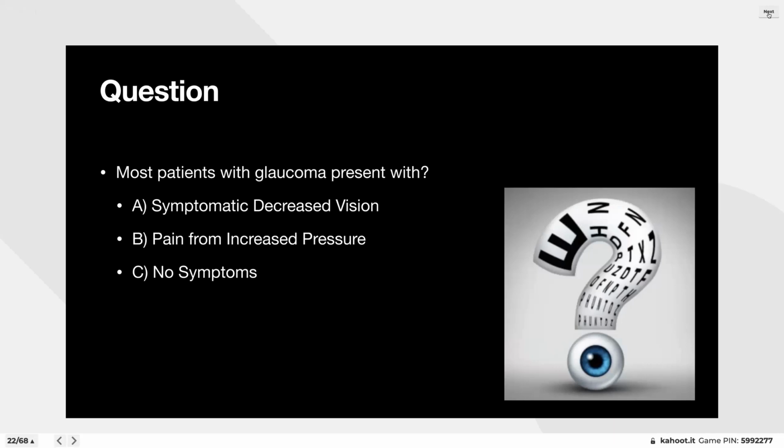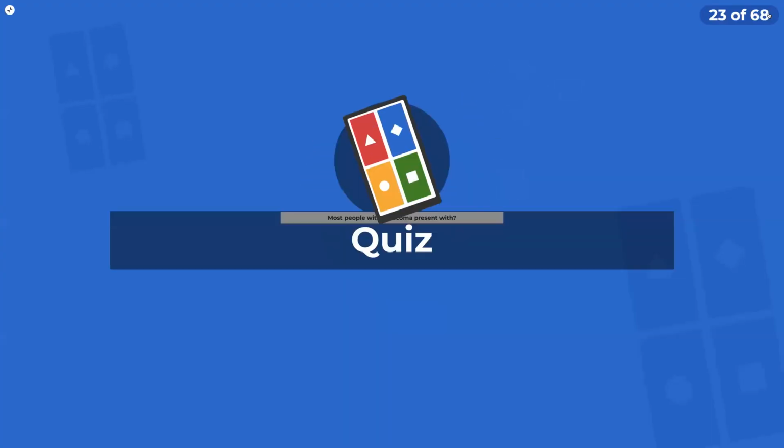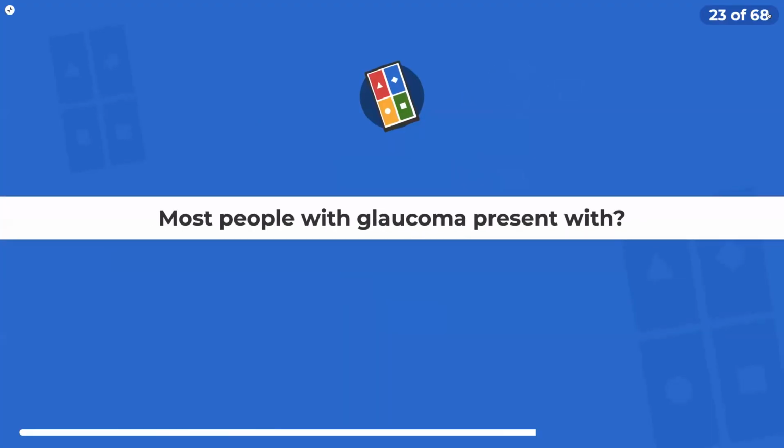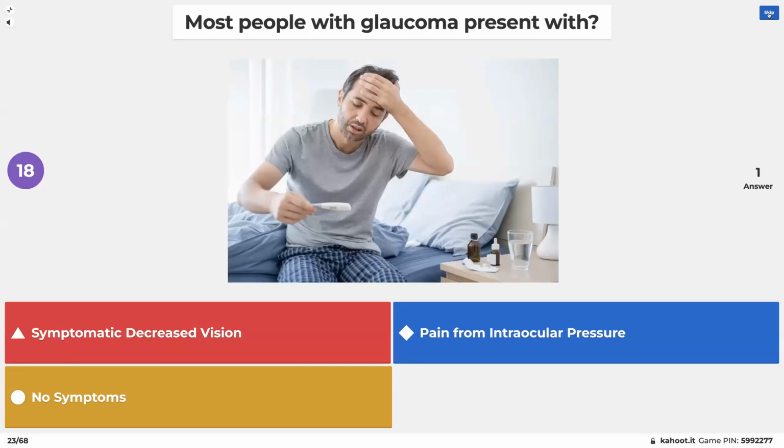All right, let's go to our first question of this section, which is: most people with glaucoma present with A, symptomatic decreased vision, B, pain from intraocular pressure, or C, no symptoms at all.